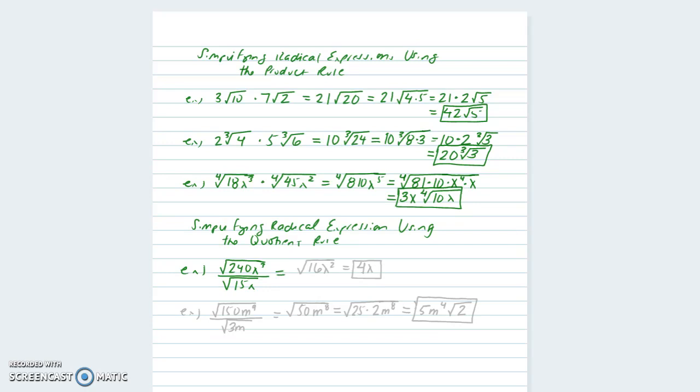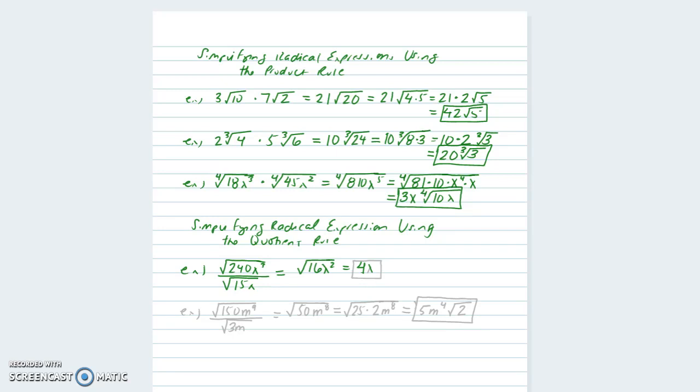So 240 divided by 15 is going to give us 16. And x cubed divided by x is going to give us x squared. Perfect. It's perfect because both of those are perfect squares. 16 is a perfect square, and x squared is a perfect square. So the square root of 16 is 4, and the square root of x squared is x. And this is our final answer.